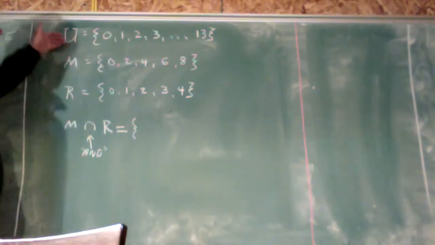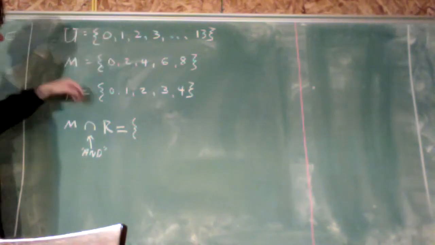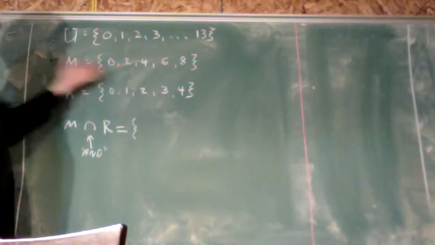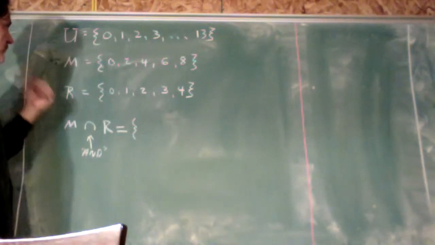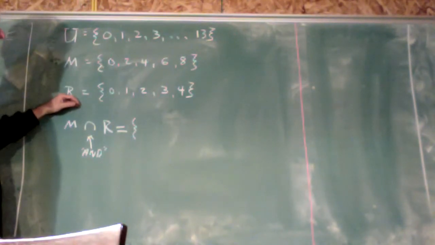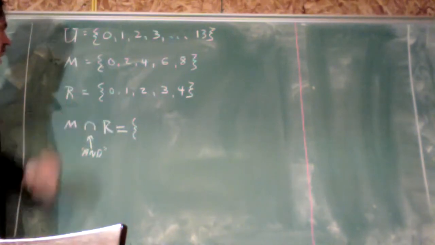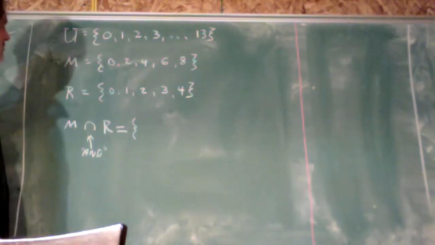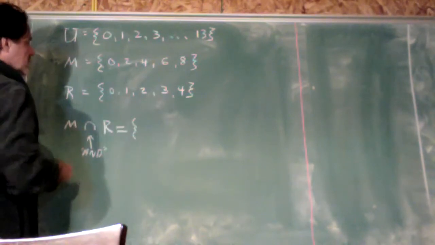Again, M is the set of first 14 whole numbers, or 0 through 13. M is the set of the first 5 even numbers starting from 0, so 0, 2, 4, 6, 8. R, the set, is the first 5 whole numbers, 0 through 4. M and R, what's common? We just, by inspection, determine what's common to the two sets. I'm going to use R as my starter set, reference set.